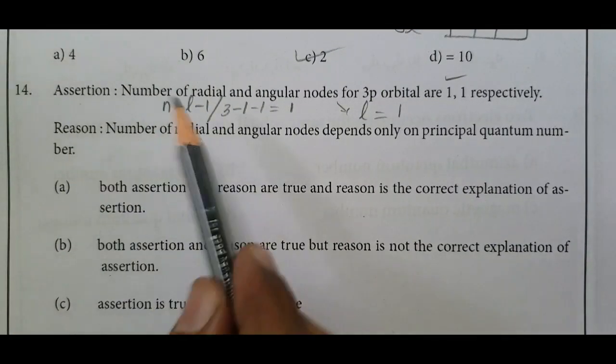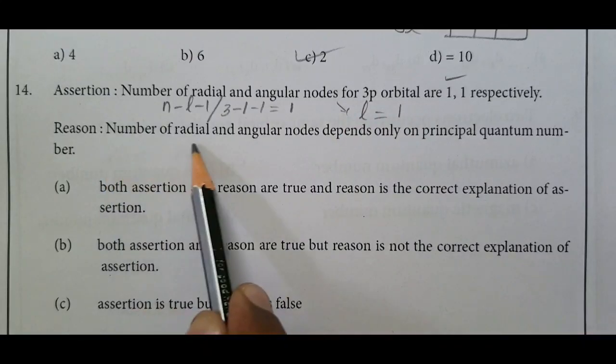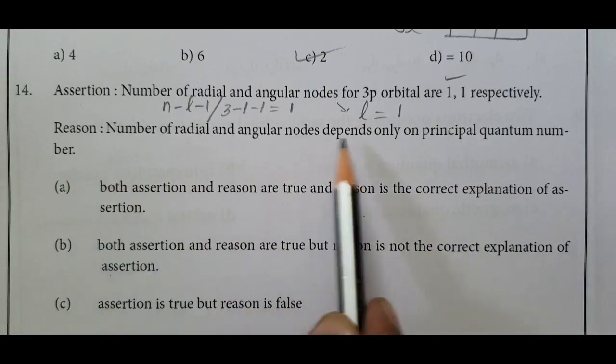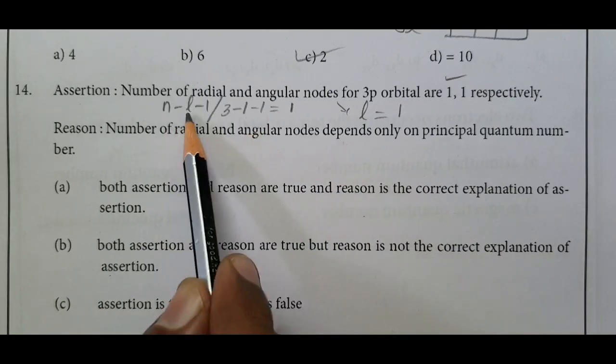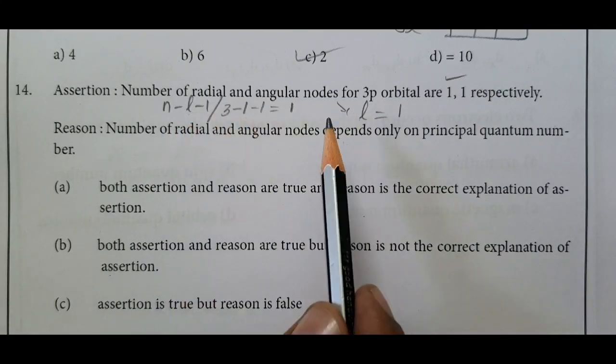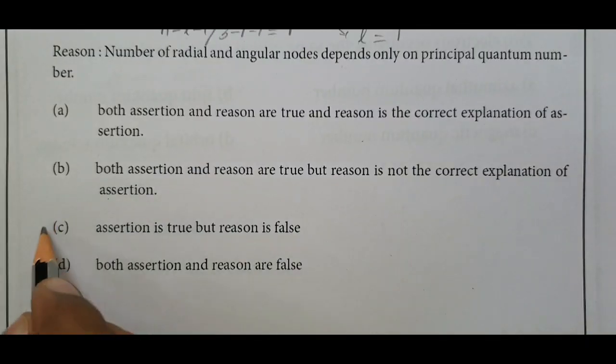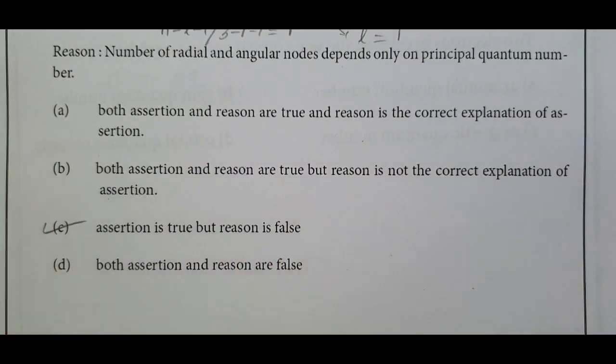Come to the reason. Assertion is true. Number of radial and angular nodes depends only on principal quantum number. This is wrong. This also depends upon the azimuthal quantum number. So assertion is true, reason is wrong. C is the correct answer. Assertion is true, but the reason is false.